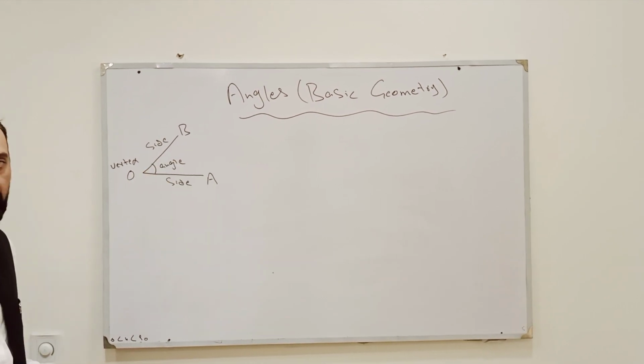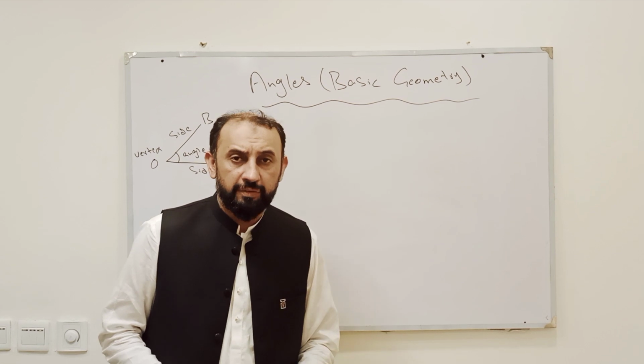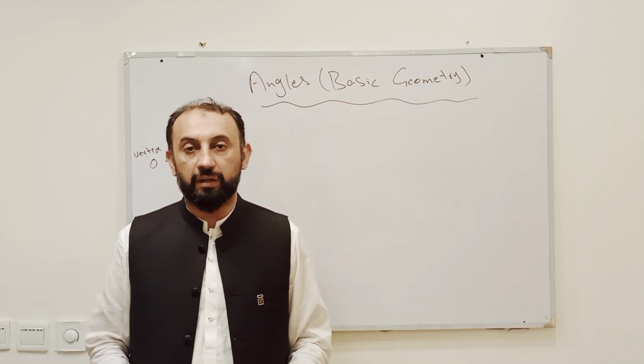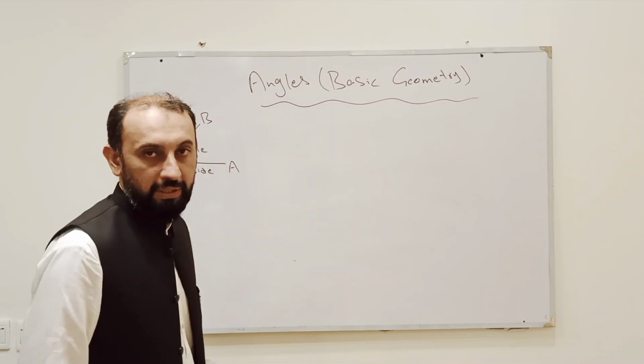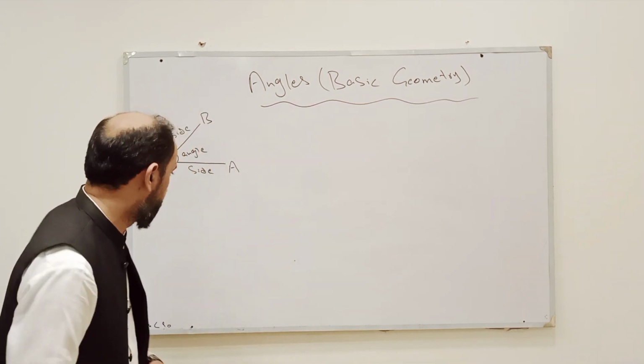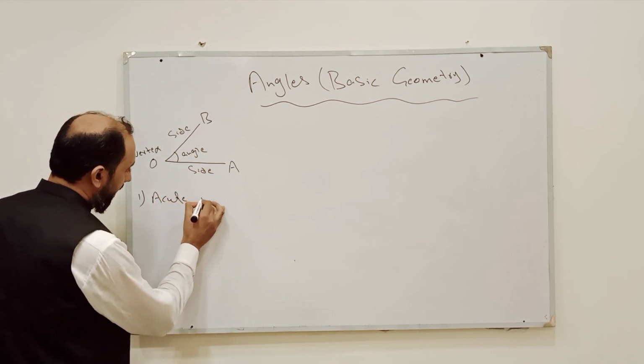Okay, so types of angles. How many types of angle do we discuss? We have the acute angle, obtuse angle, right angle, reflex angle, and the straight line as well. So first of all we discuss the acute angle. Look at this. Number one, it's the acute angle.